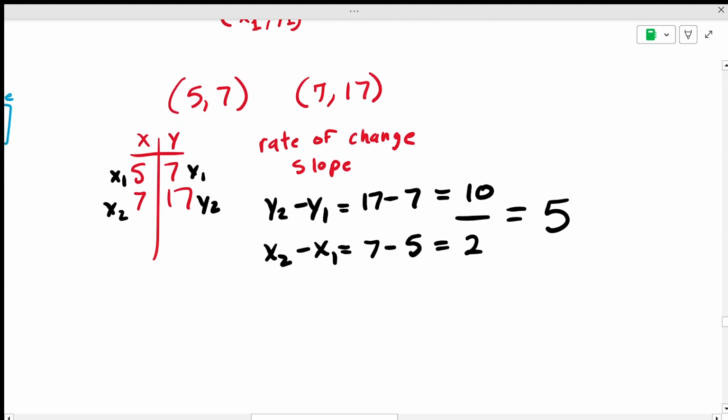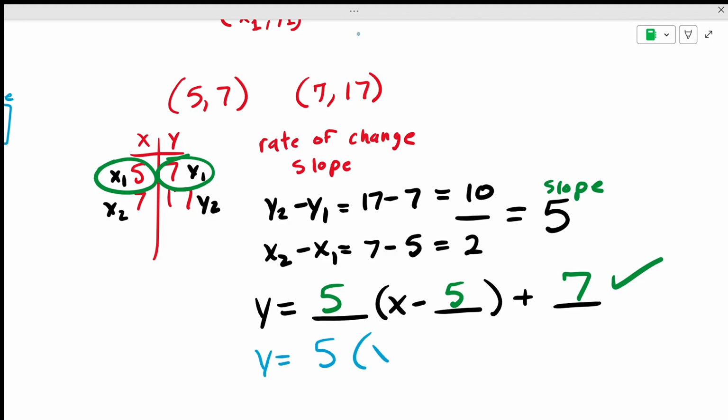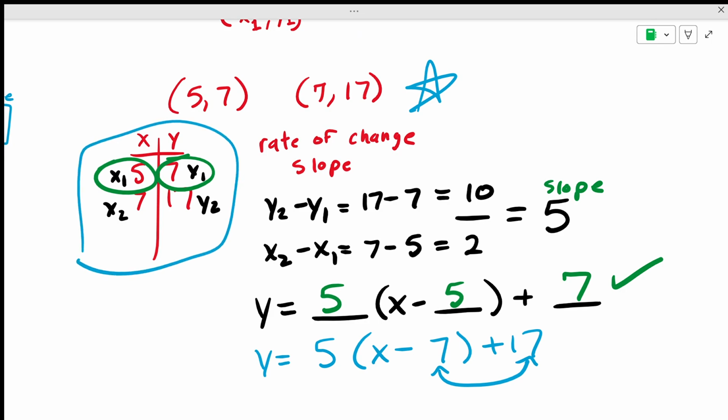Then I use my template. Y equals slope times x minus x1 plus y1. My slope was 5. x1 is 5. y1 is 7. There's my equation. If you wanted to, you could write y equals 5 times x minus 7 plus 17. Again, as long as these two numbers match up in the table, it's going to be correct. So this is what the Delta Math looks like. But it's the same thing as using a table. They just write the points kind of separate in a table.